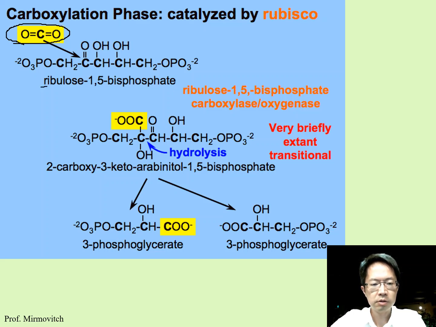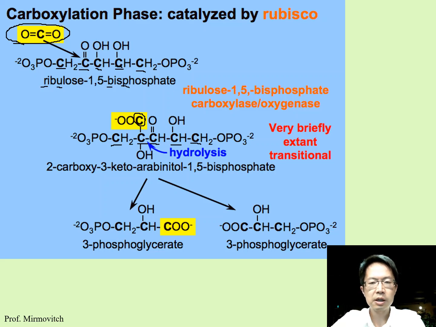RuBP, how many carbons does it have? If you remember from the last slide, it has 5 carbon atoms. 1, 2, 3, 4, 5. So the 5-carbon molecule RuBP is added to by 1 carbon molecule, carbon dioxide. And then it becomes a 6-carbon molecule, whose name you don't need to memorize, you just count the number of carbons. 1, 2, 3, 4, 5, and then 6. The 6th one is from carbon dioxide.